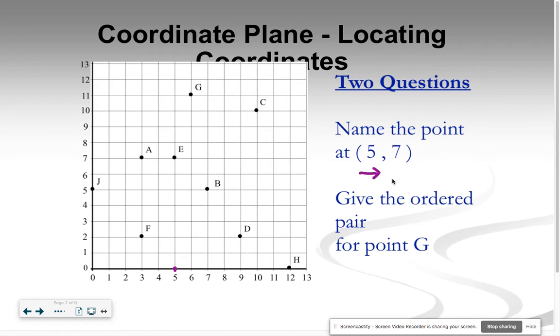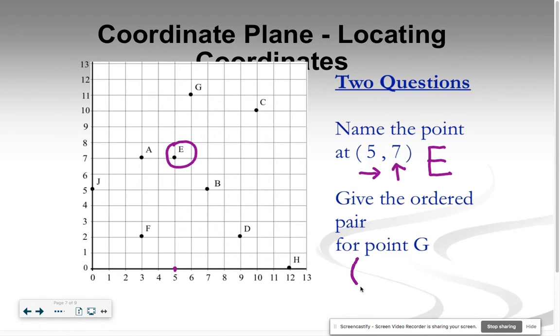The second number tells us how much we're going to go up. So we go over the 5, and we're going to go up 7. And here is our 7 that we went to. So the point that is at 5 over 7 up is point E. So you can locate points on a coordinate plane, or you can also give the ordered pair.